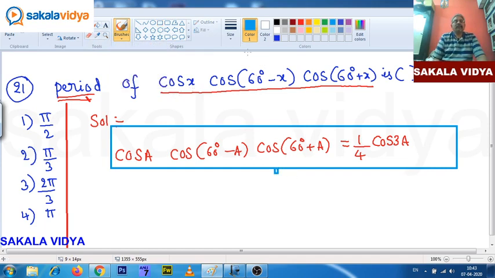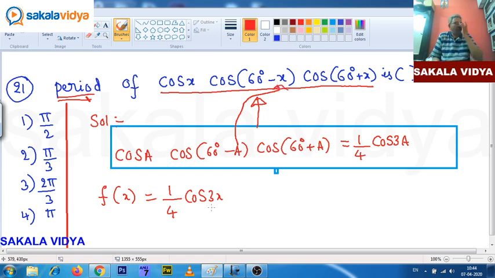So this will be very useful for us. That means now this f of x can be written, using this concept, as 1 by 4 cos 3x. Am I correct? Because here a for we have x. Now the period of cos of ax plus b is pi by mod a. Here mod a means 3, so pi by 3. Second option is the right option.